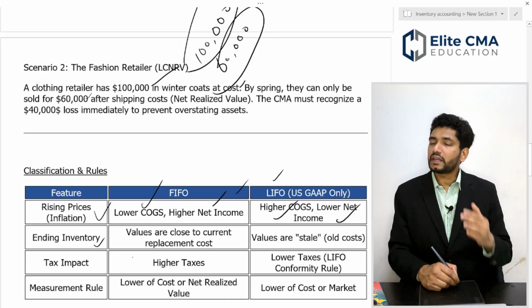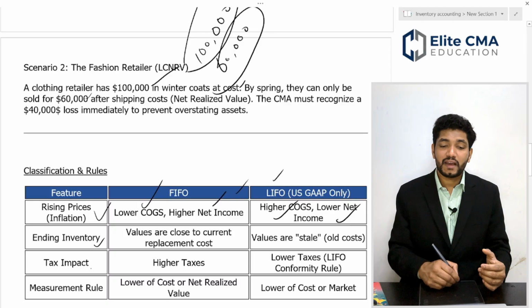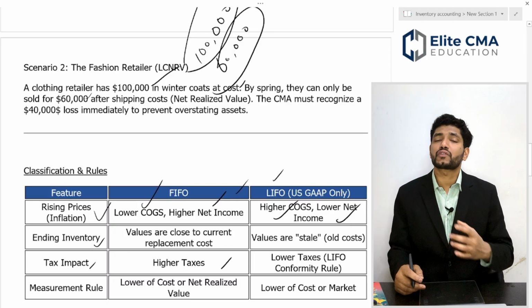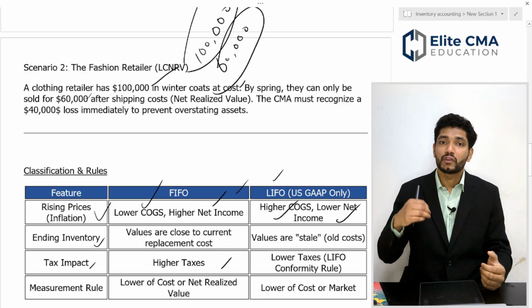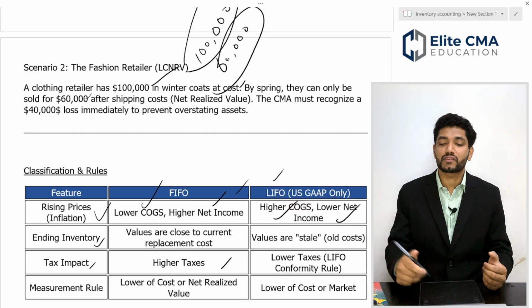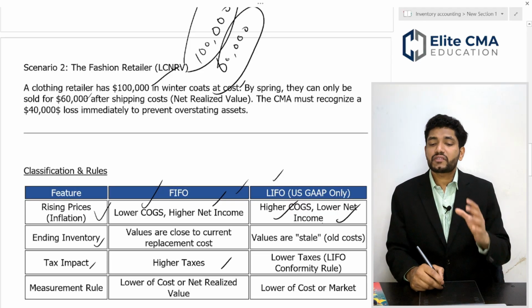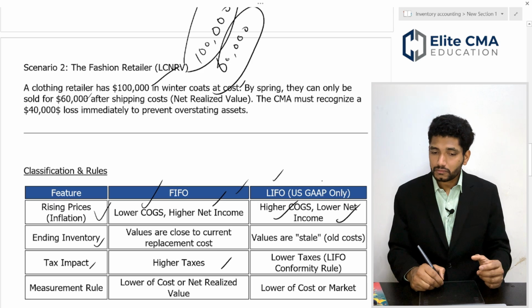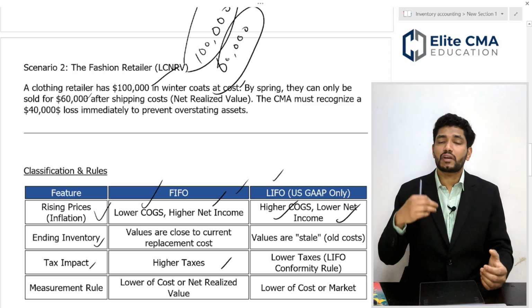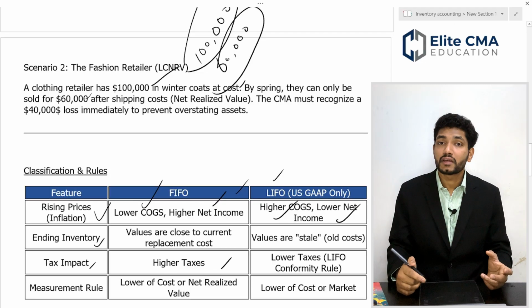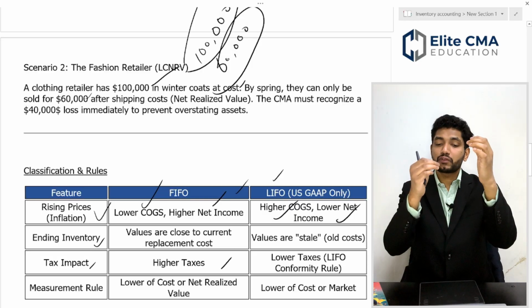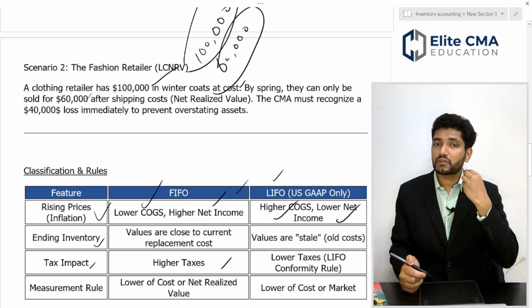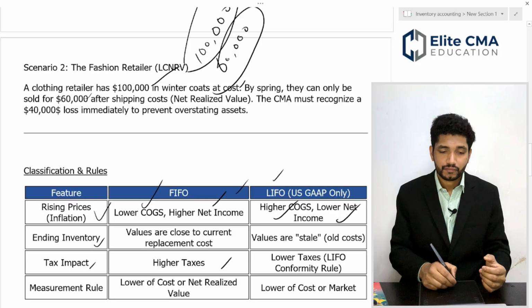Then in the inflationary environment, the tax impact will be higher in FIFO, because your reported income or net income will be higher in FIFO. So, that is why you have to pay more tax. Again, when it comes to LIFO, you have to pay only low tax in an inflationary environment. Why? Because you have a higher cost of goods sold and your net profit will be lower. So, that is why you have to pay a low tax.